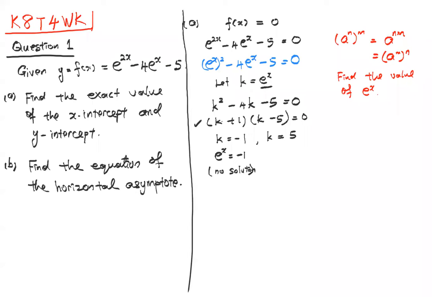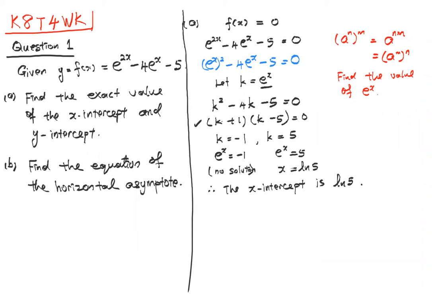Okay, so e to the power x is equal to 5. Now, left-hand side is one single exponential term. Right-hand side is a single number. So I can change it to ln. So therefore, the x-intercept is ln 5. Please write your x-intercept and y-intercept properly.